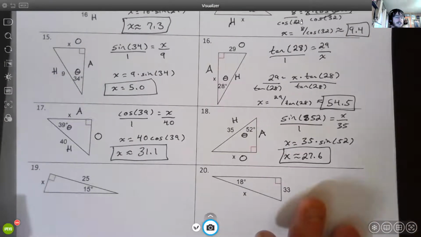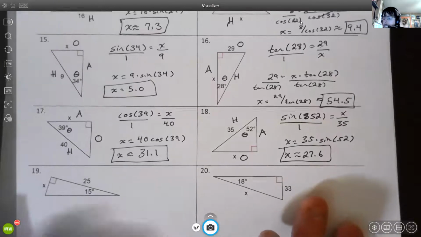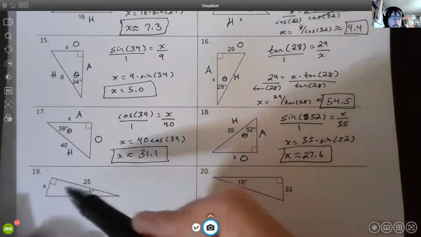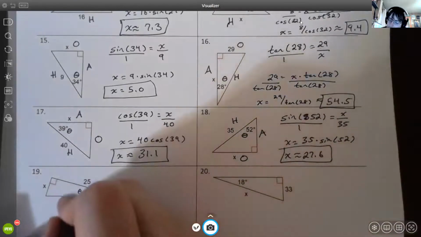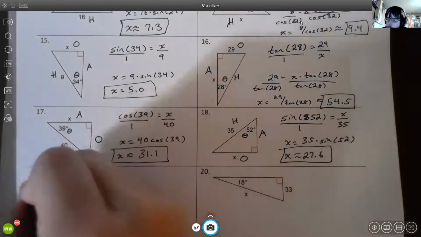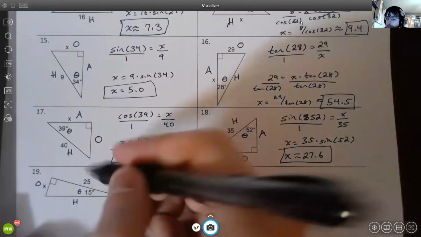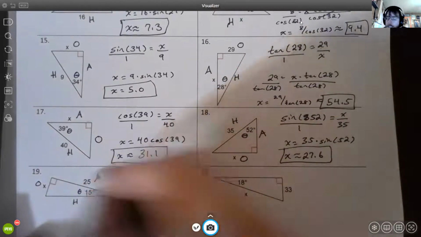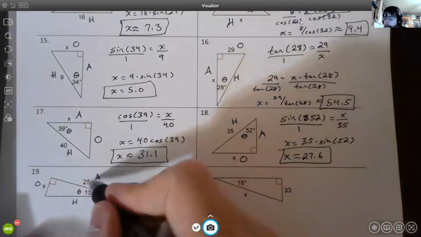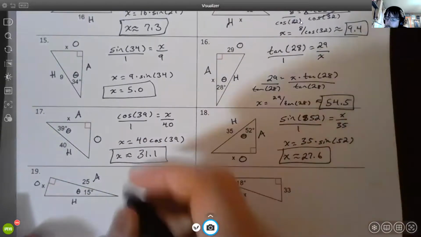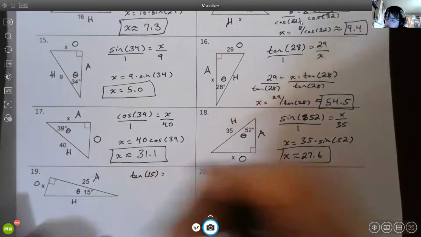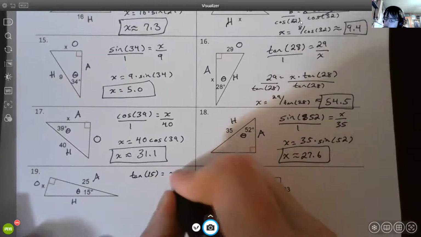Then number 19, theta is 15 degrees. Our hypotenuse is opposite the right angle, but in this case it's empty. Our x does not touch theta, so it's our opposite side. And 25 does touch theta, so it is our adjacent side. So we have A and we want to find O, so we need to use tangent. So tangent of 15 is equal to O over A, which would be x over 25.